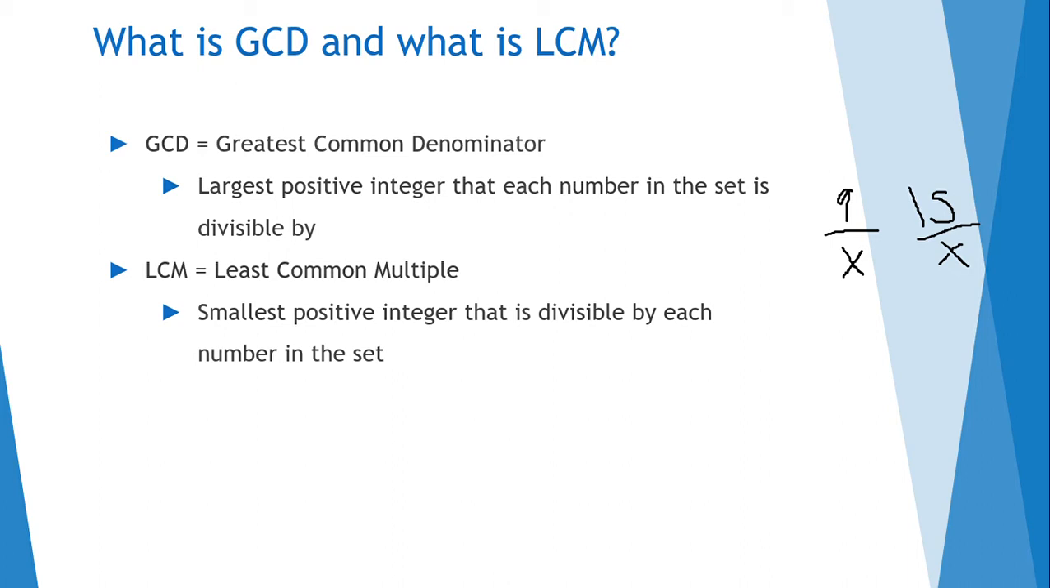Next, LCM. LCM is the smallest possible integer that is divisible by each number in the set. So I'll use the same numbers 9 and 15. And I like to think about it in the same fractional sense, but as the numerator instead of the denominator. So it would essentially be the number that goes in the numerator of both of these fractions, where the x is, that causes each fraction to simplify to a whole number.